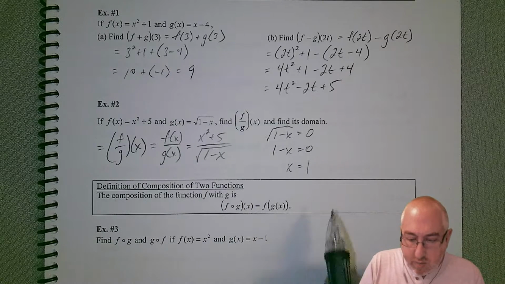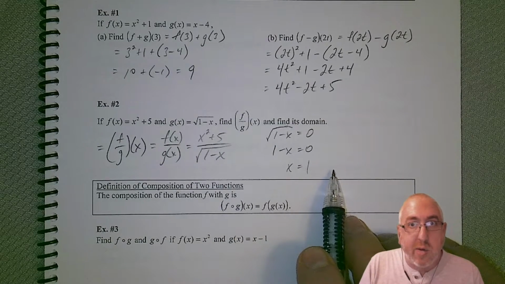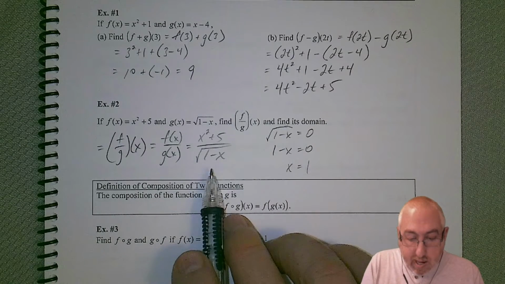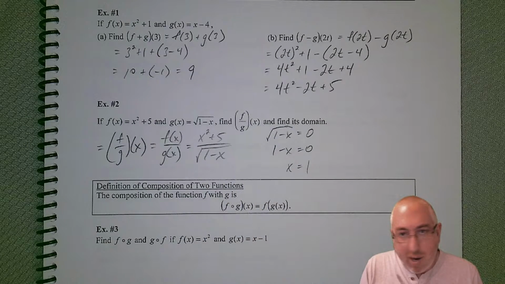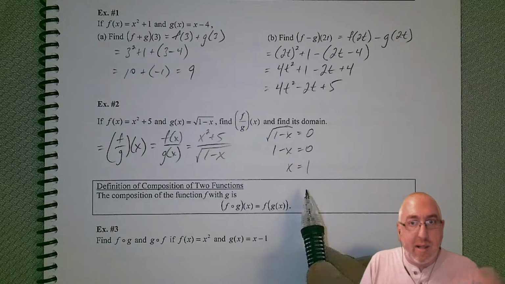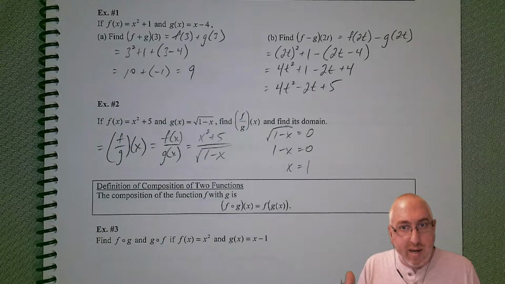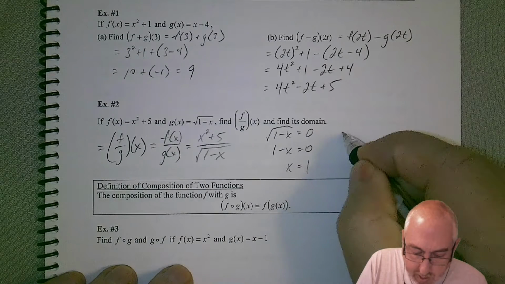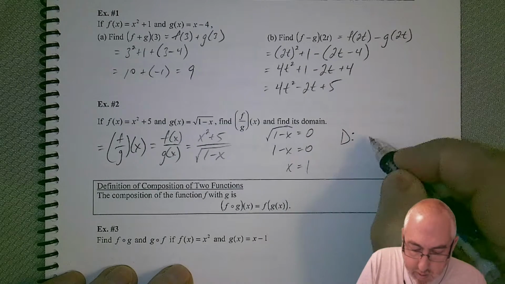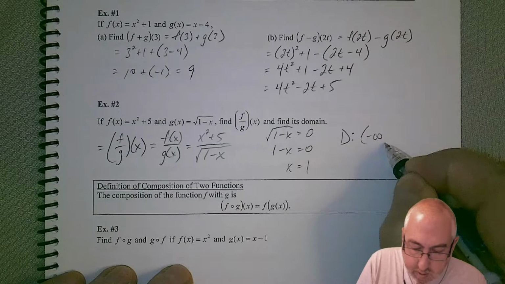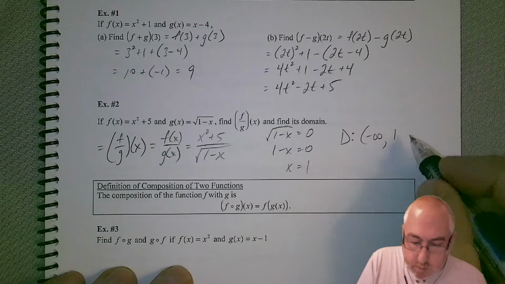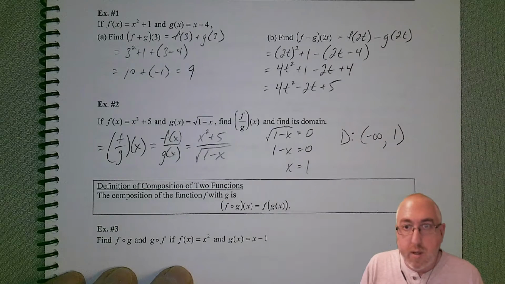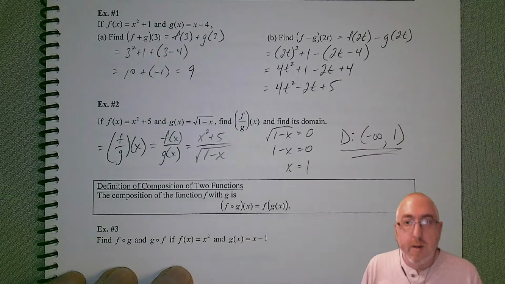Let's check the other side though. If we checked x equal to 2, now we got 1 minus 2 is negative 1. Now we got problems. So the left side of 1 is okay, the right side is not. So our domain should be from negative infinity to 1, and we don't want to include it, so we want to use a parenthesis. So that should be our domain.